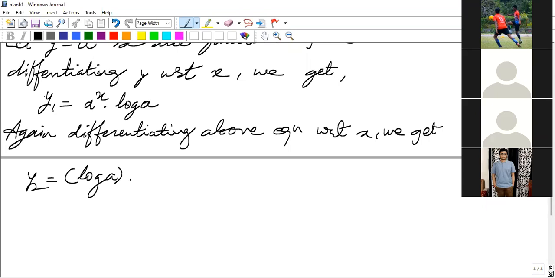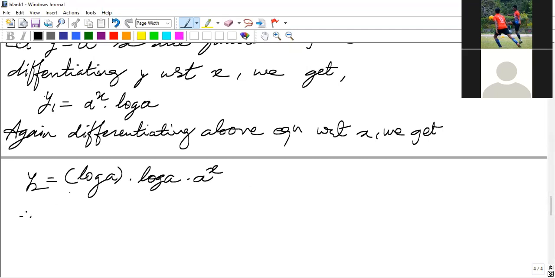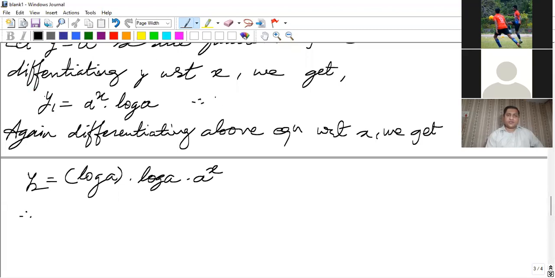Okay, Ved. Sir, as log a is constant, we will again get log a into a raised to x. Yeah, good. So it is going to be log a into this exponential function, so it is a raised to x. That's great. So this is y1 is equal to log a into a raised to x.